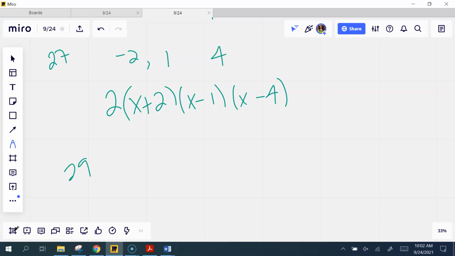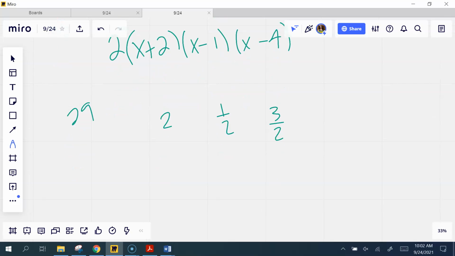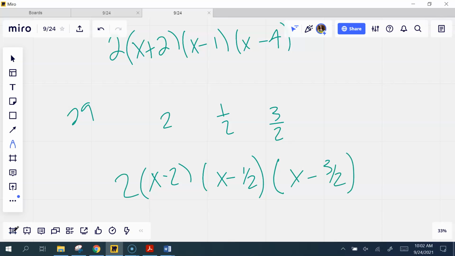So 29 has degree 3, with 2, 1/2, and 3/2 as zeros. You could do, so obviously this one's x minus 2. This one is, you could do 2x, or you could just do x minus 1/2 if you wanted to. Wait, what's that 2 left? It said in the beginning it has to have a leading coefficient of 2. It was really easy.